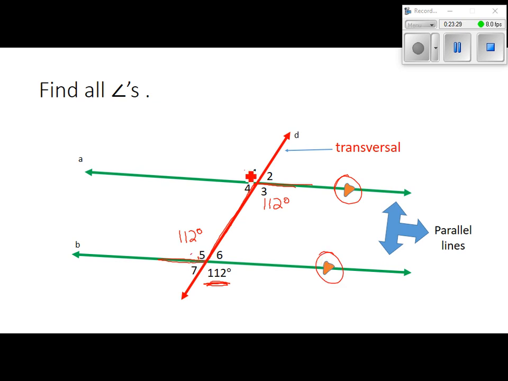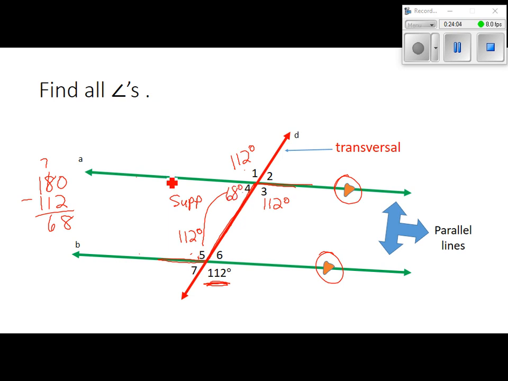Angle 5 and angle 1, if we smash the two parallel lines together, they're going to lay on top of each other, so they have to be congruent because they're corresponding angles. So angle 1 has to be 112. We know that angle 5 and angle 4 are the roommates, so they have to be supplementary to each other. So we can just take 180 minus 112, and angle 4 has to be 68 degrees.